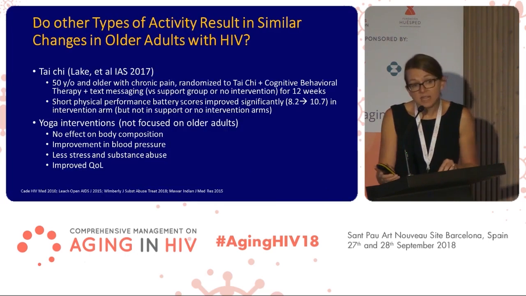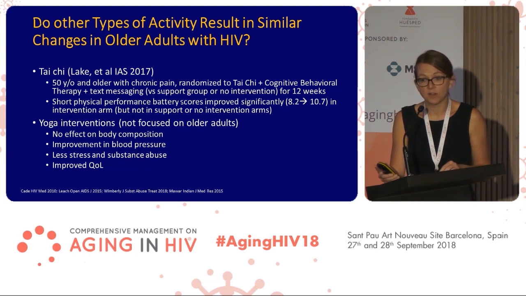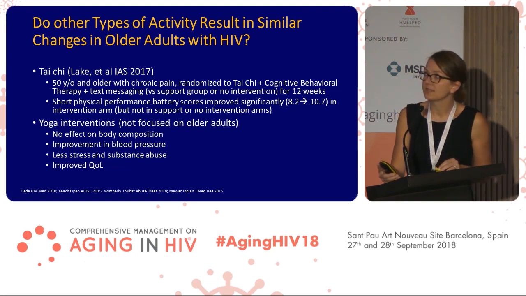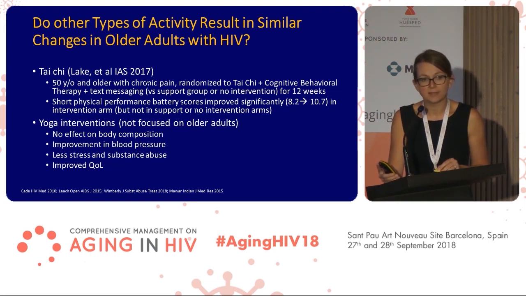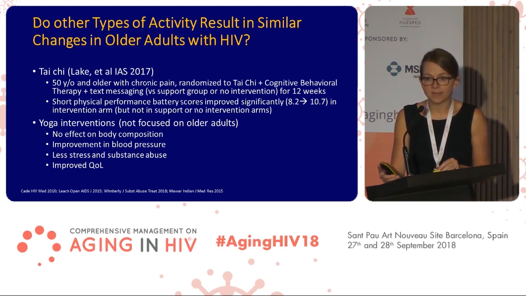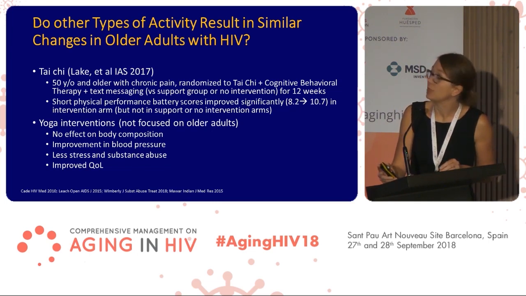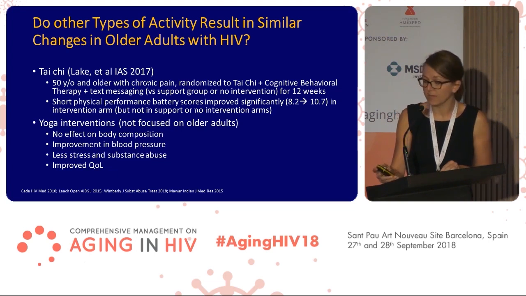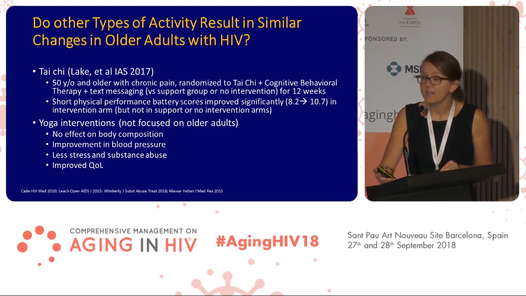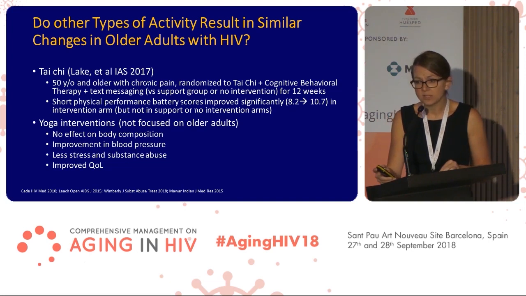So other types of activity have also been shown to result in some physical function improvements. There was a study presented at the IAS meeting last year looking at Tai Chi, and this was a study that enrolled people that were 50 or older that had substance abuse and chronic pain, and randomized them to Tai Chi with cognitive behavioral therapy and text messaging, and saw a significant improvement in their short physical performance battery scores from about 8.2 to 10.7, which is quite a nice improvement that they did not see in the other arms.